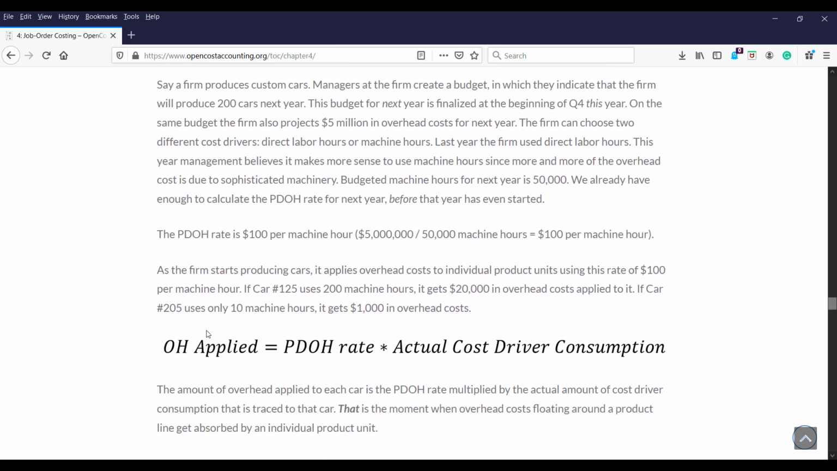To apply overhead costs, you use that PDOH rate and use the actual cost driver consumption. So I don't know before the period starts how much overhead cost car 125 is going to receive yet. I might have a budget for it, but I don't know yet how much it's going to receive. Not until I actually see the actual machine hours consumed, actual cost driver consumption, do I know how much overhead is going to be applied to car 125.